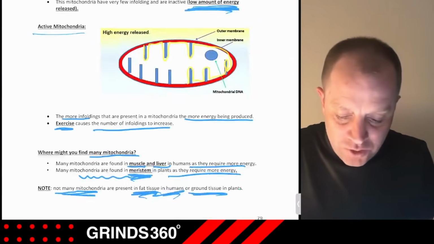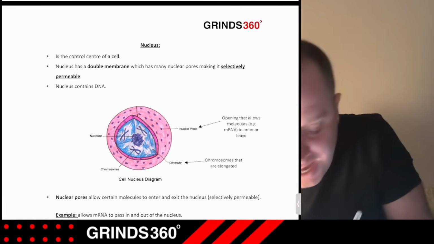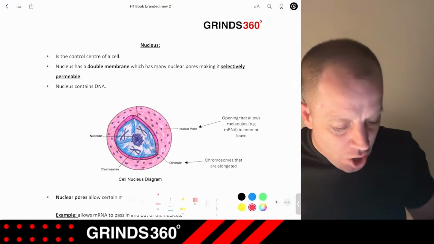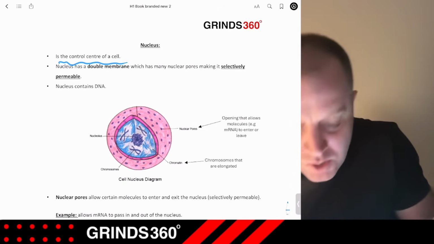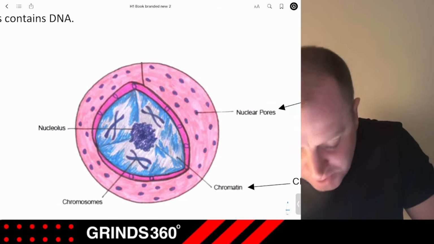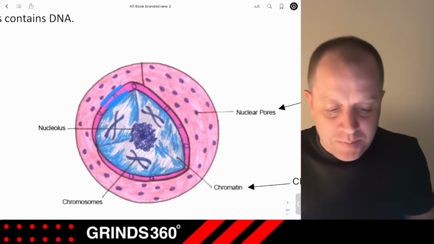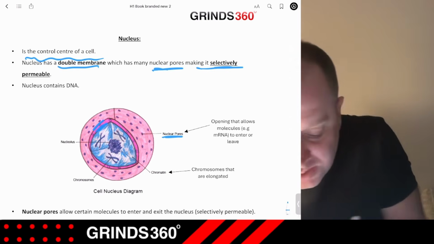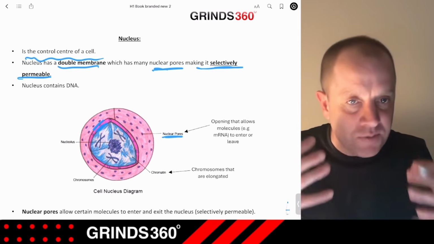Now, if we look at a nucleus, what do we need to know about a nucleus? It's the control center of the cell, okay? Now, it's also got a double membrane. You see the double membrane there, the outside membrane and the inside membrane. Now that membrane has pores, meaning that the nucleus is also selectively permeable because of that membrane and the pores it contains.